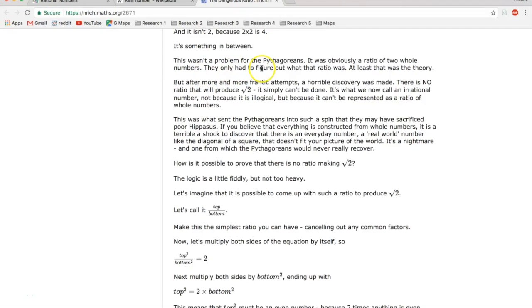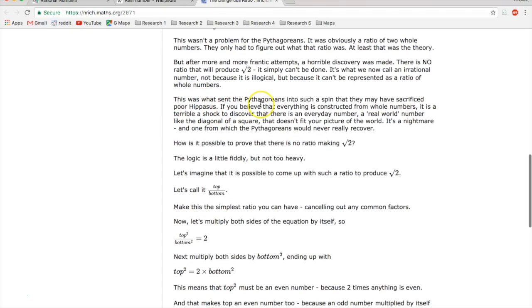This wasn't a problem for the Pythagoreans. It was obviously a ratio of two whole numbers. They only had to figure out what that ratio was, or at least that was their theory. But after more and more frantic attempts, a horrible discovery was made. There is no ratio that will produce the square root of 2. It simply can't be done. It's what we now call an irrational number, not because it's illogical, that's exactly what it is, but because it can't be represented as a ratio of whole numbers.